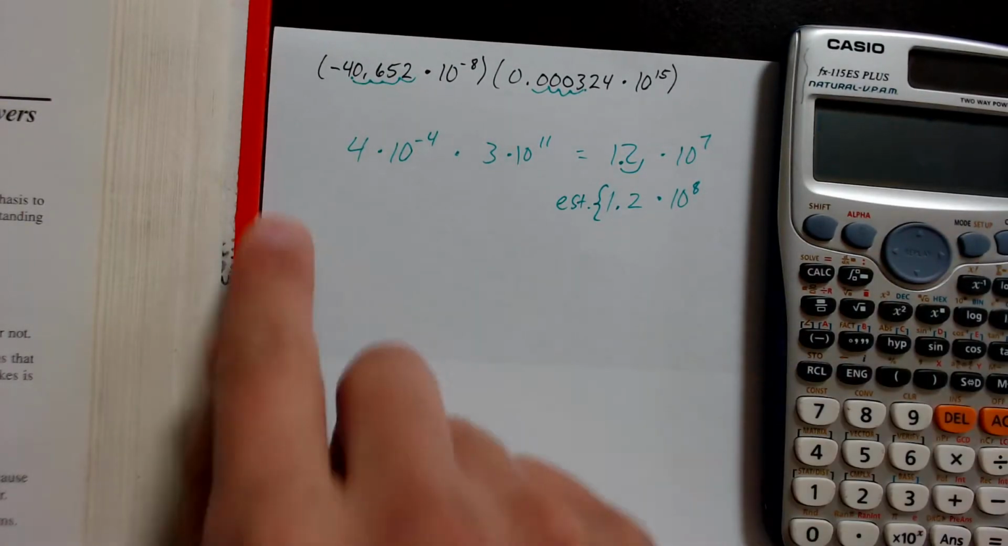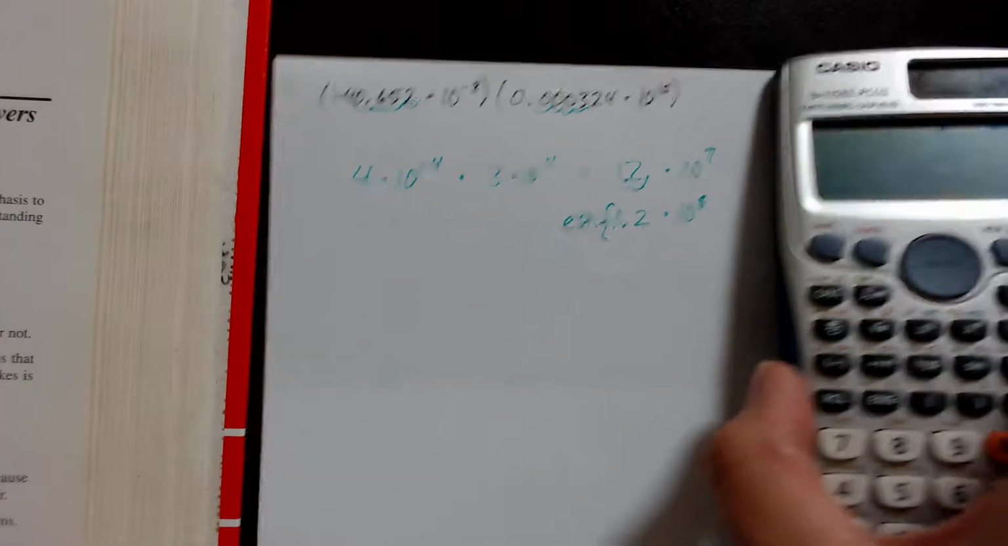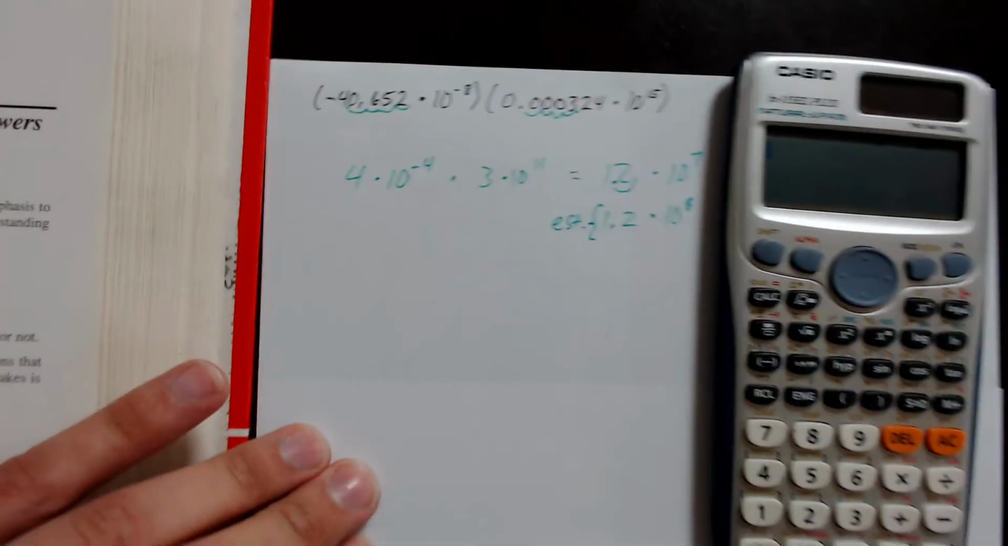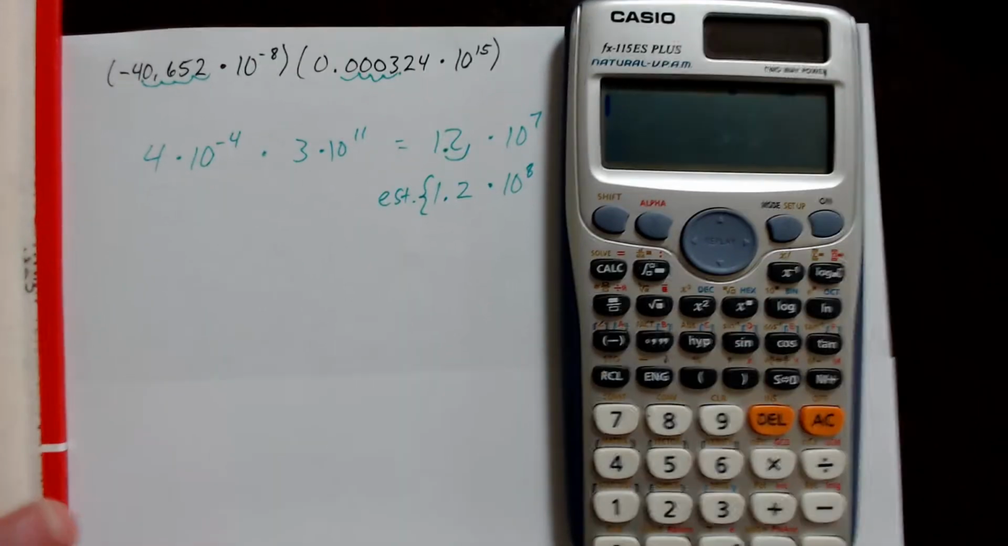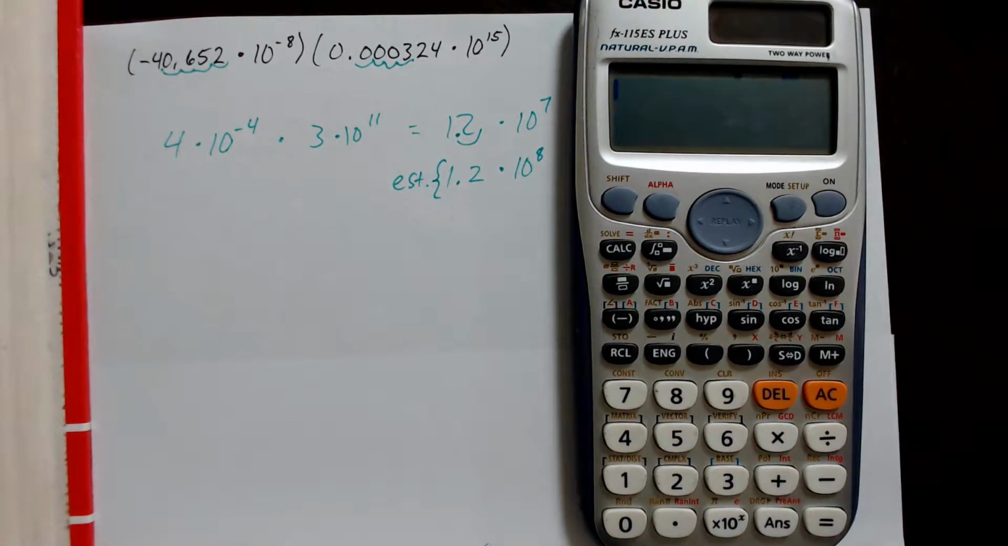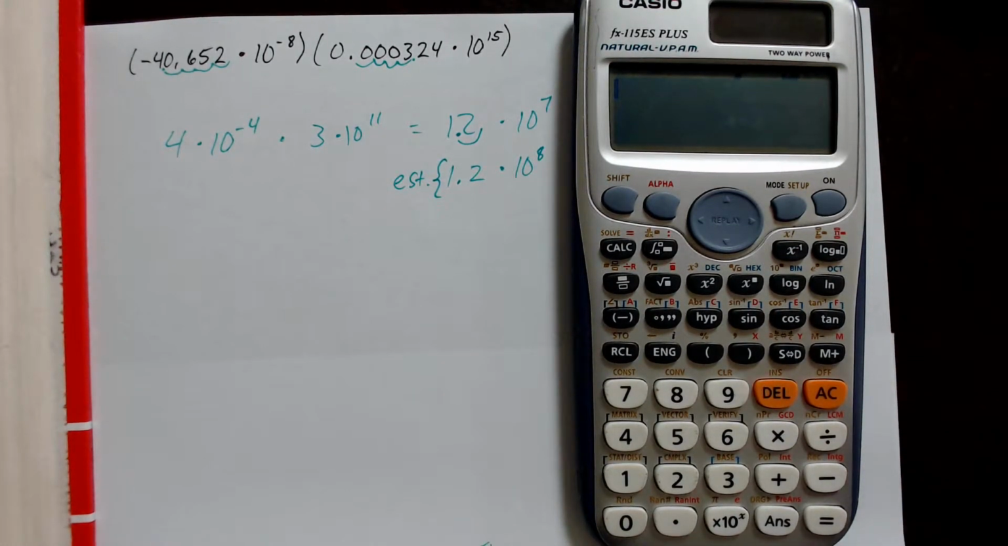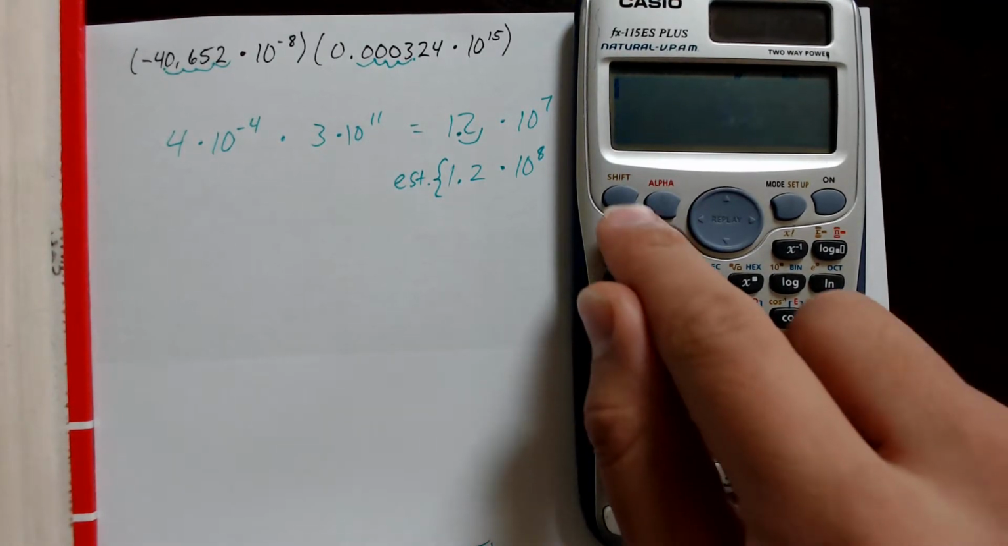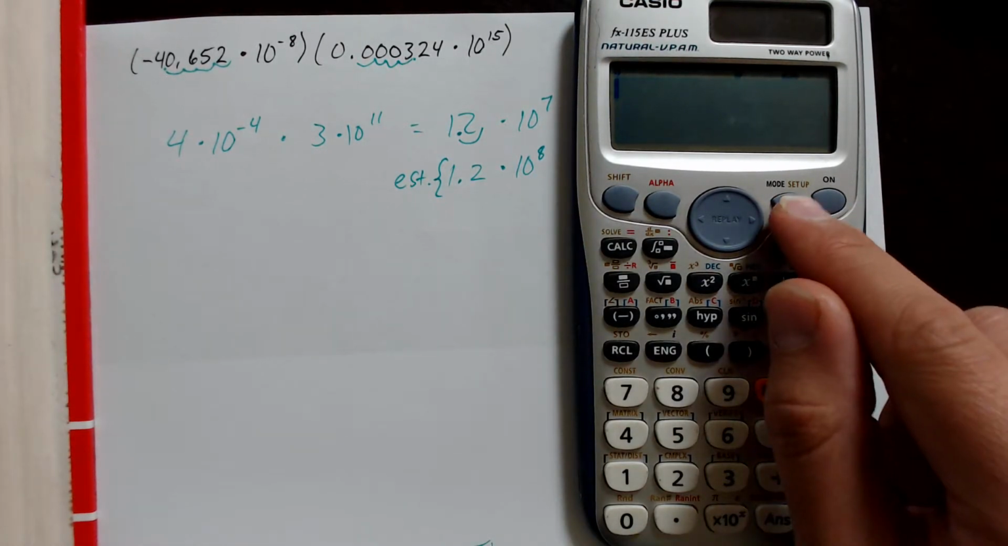I've already done the estimation to save some time, and this time we'll be using the Casio style calculator, if that's the one you have. Again, we need to make sure that we put this calculator in scientific notation mode before we begin solving the problem. So first thing we're going to do is hit shift and then mode or setup.